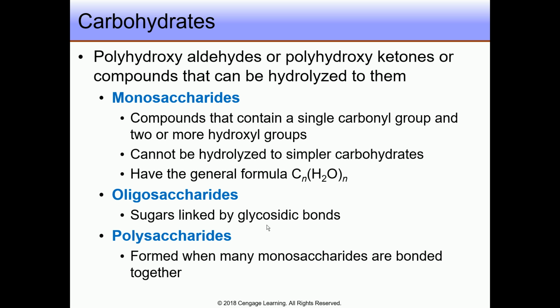In proteins, the name is peptide bonds. In nucleic acids, they're called phosphodiester linkages. In carbohydrates, they are called glycosidic bonds.